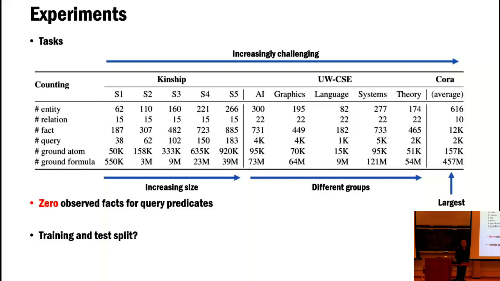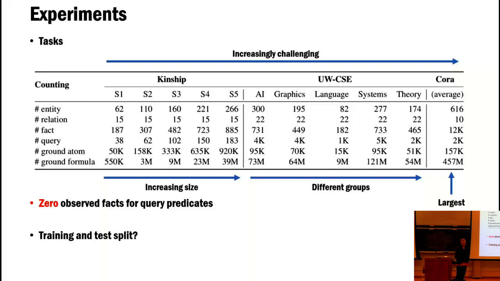When you increase the number of entities to just a few hundred, the number of variables in the network can be very large. The ground atoms, the ground predicates, can be close to 1 million. And then the ground formulas can be even larger, 49 million.